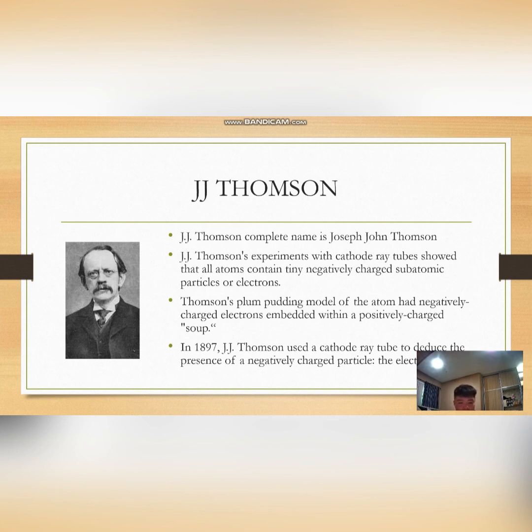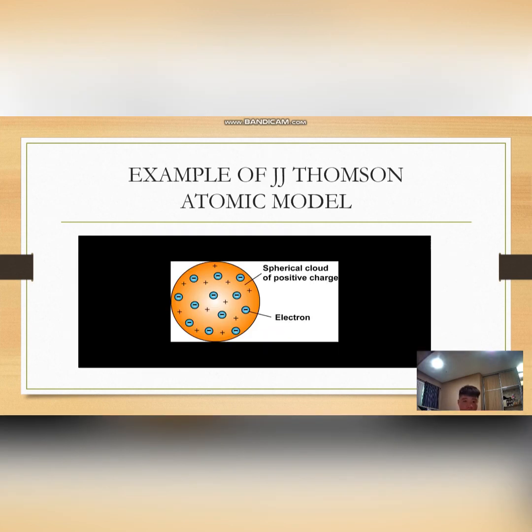In 1897, J.J. Thomson used a cathode ray tube to deduce the presence of negatively charged particles, named the electron. These are the examples of J.J. Thomson's atomic model. This is the spherical cloud of positive charge, and these are the electrons.